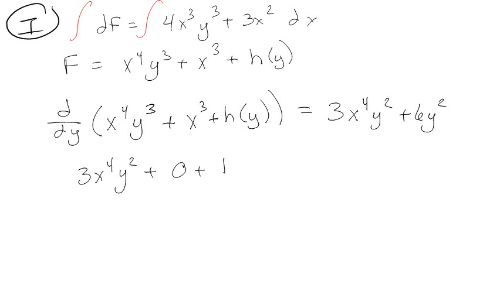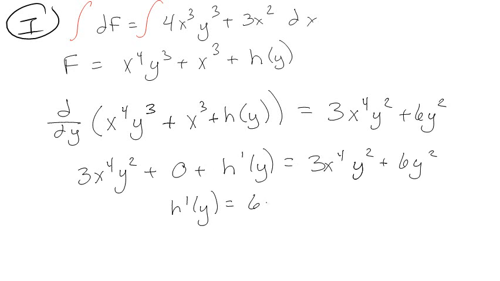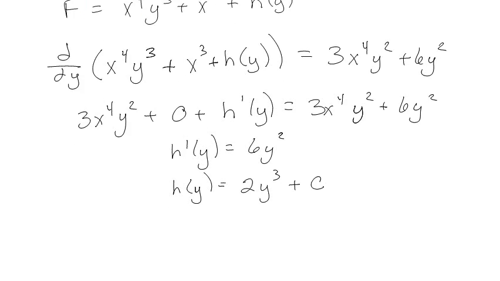plus 0 plus h prime of y. That equals 3x to the fourth y squared plus 6y squared. So that means that h prime of y has to be equal to 6y squared, or that h of y is equal to 2y cubed plus c. I've already taken care of the x's, so that's a c.